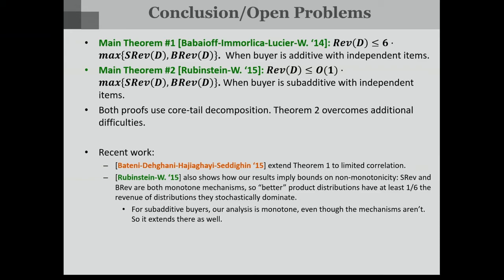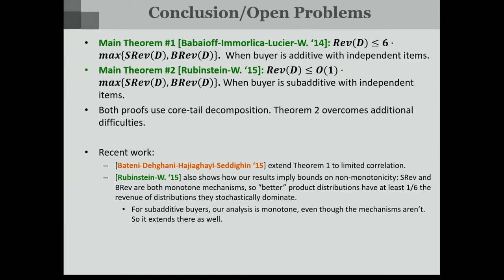And second is that Aviad and I also were able to show how these results also imply bounds on this non-monotonicity phenomenon. Okay, so basically the idea is that Srev and Brev are monotone mechanisms in the sense that if you've restricted yourself to selling separately, and people like your items more, your revenue can only go up. Okay, so what that means is that better product distributions have at least 1/6 of the revenue of distributions that they stochastically dominate. So in particular, this means that if you go on an advertising campaign, you may hurt your revenue, but you're not going to hurt it more than a factor of 6.